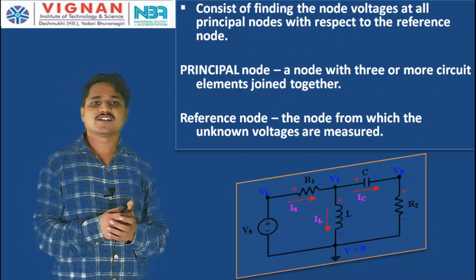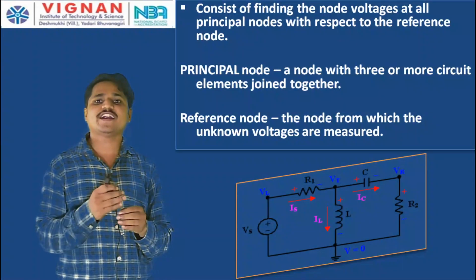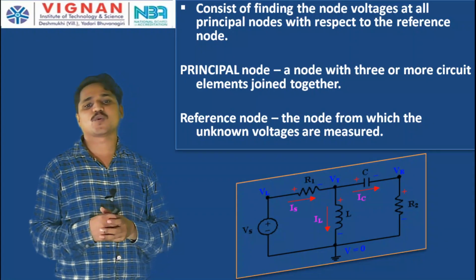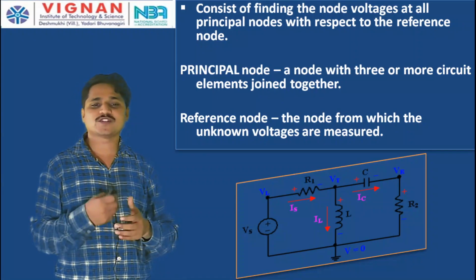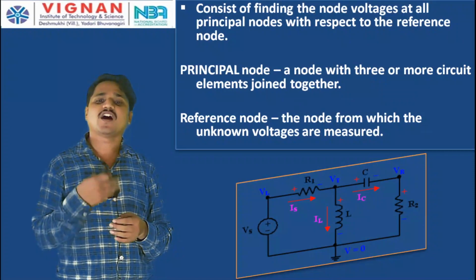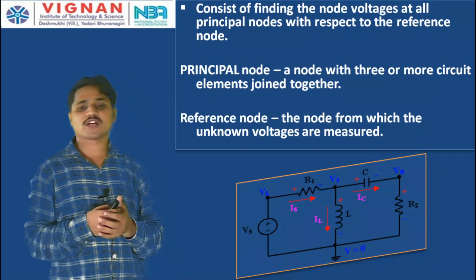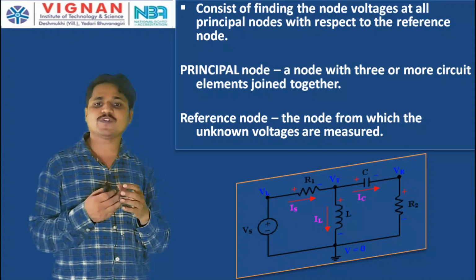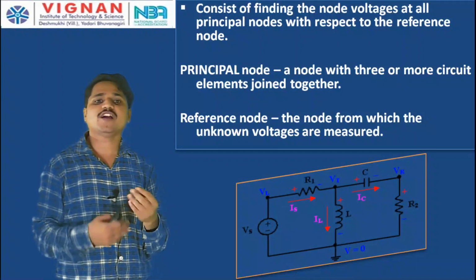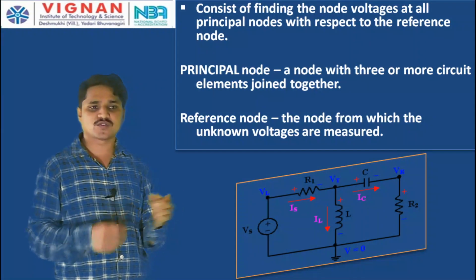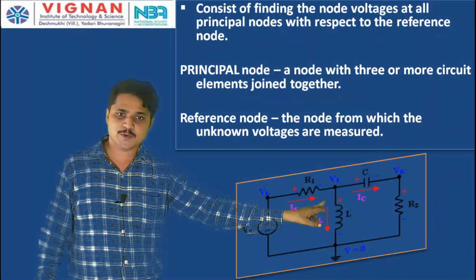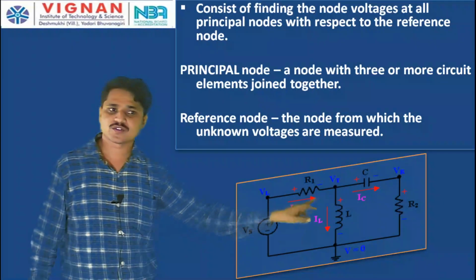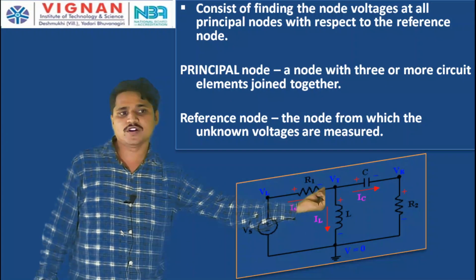Nodal analysis consists of finding the node voltages at all the principal nodes with respect to the reference node. What is a principal node? A principal node is a node where more than two elements are joined together. Here, this node is a principal node because it joins this element, this one, and another, so three elements. More than two elements join at this node, therefore it is a principal node.